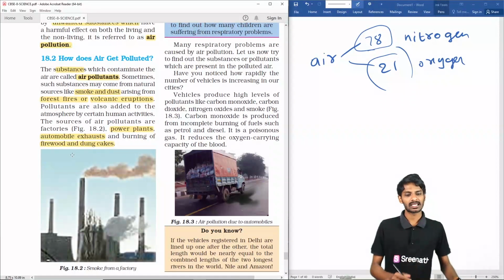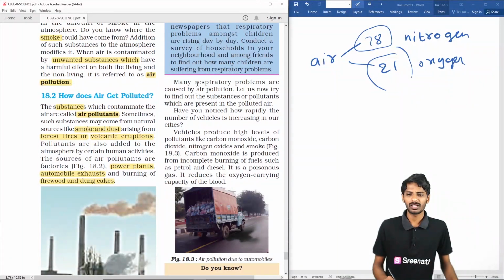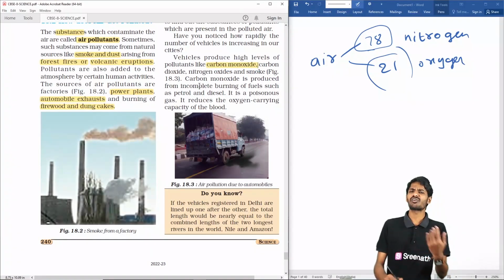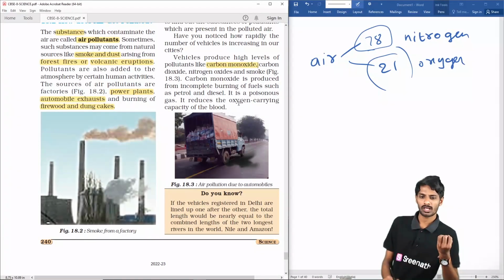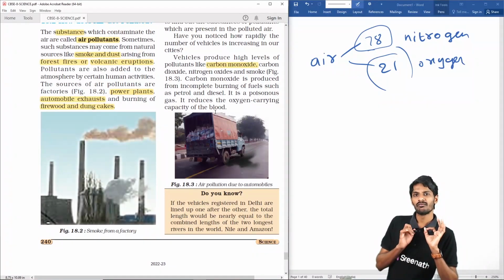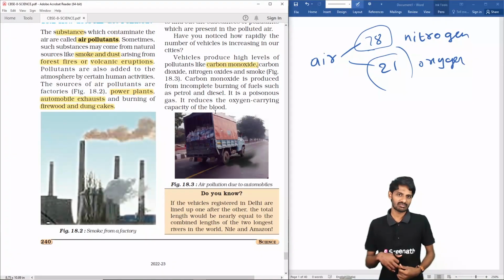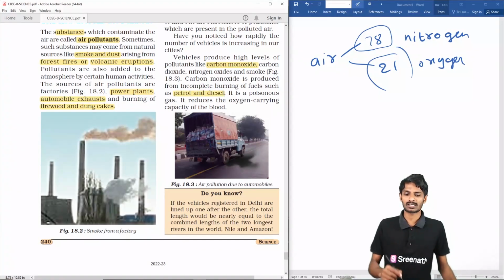Thus, air pollution has been going on, and because of that, many respiratory problems we are encountering, students. Vehicles are producing high levels of pollutants like carbon monoxide. When will carbon monoxide be released? If anything is half burned, then carbon monoxide is produced, and it is very dangerous. It will reduce the oxygen carrying capacity of the blood. The burning of fuels, petrol and diesel, produces carbon monoxide.